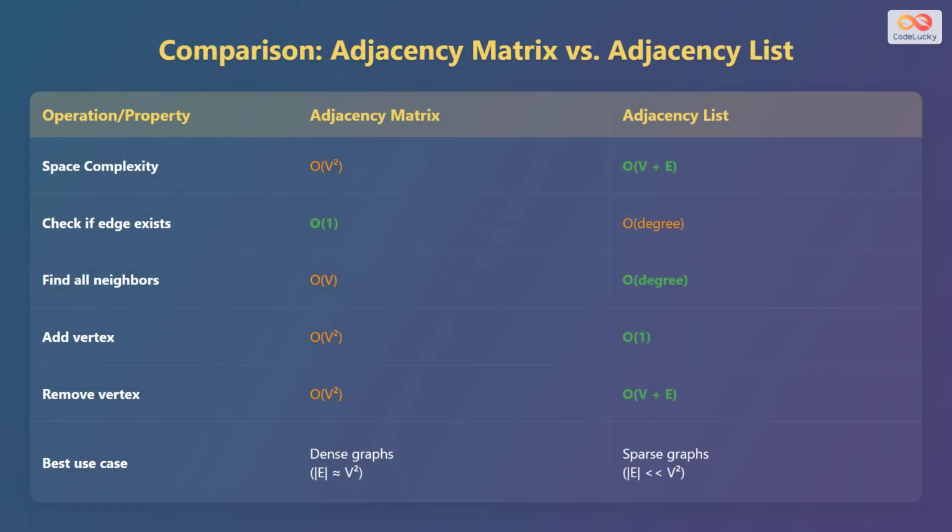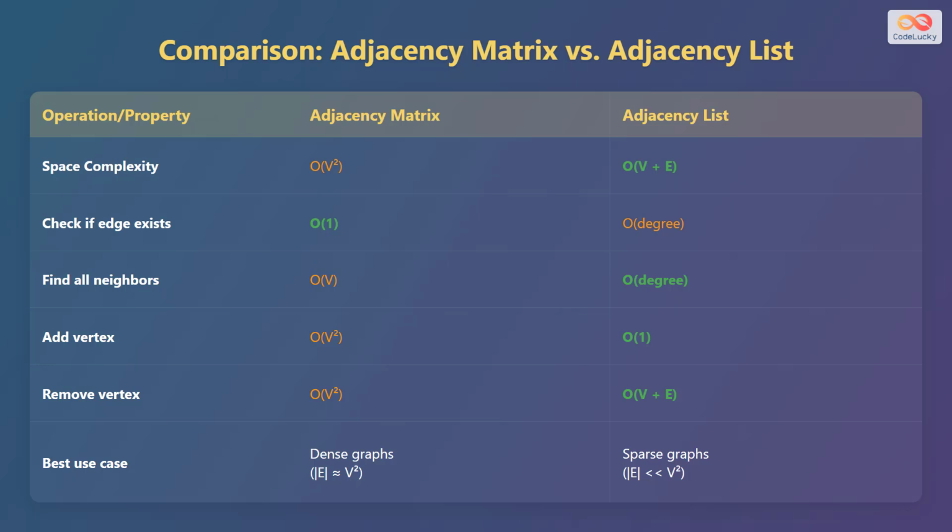Let's compare adjacency matrix and adjacency list representations. In terms of space complexity, adjacency matrix takes O(V squared), while adjacency list takes O(V + E), making adjacency list better. Checking if an edge exists takes O(1) in adjacency matrix, while it takes O(degree) in adjacency list, making adjacency matrix better. Finding all neighbors takes O(V) in adjacency matrix, while it takes O(degree) in adjacency list, making adjacency list better. Adding a vertex takes O(V squared) in adjacency matrix, while it takes O(1) in adjacency list, making adjacency list better.